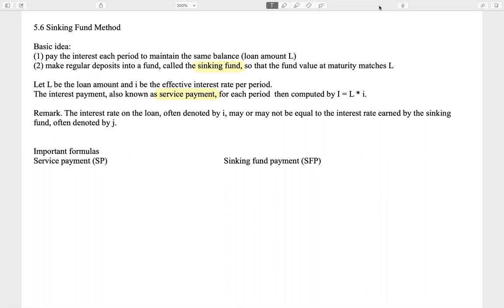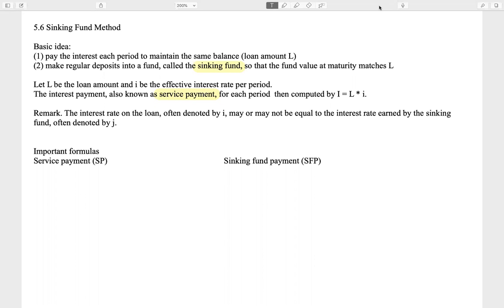In this video, we are going to study a second method. It is called the sinking fund method. Behind this method, there's a basic idea with two parts. Part one, at each period, I will pay the entire interest. No matter how much the loan accumulates in interest over a certain period, say 1 year, I will pay that off first. Since I pay off the interest, my loan balance never grows or decreases. It stays at the same amount. I only pay off the interest.